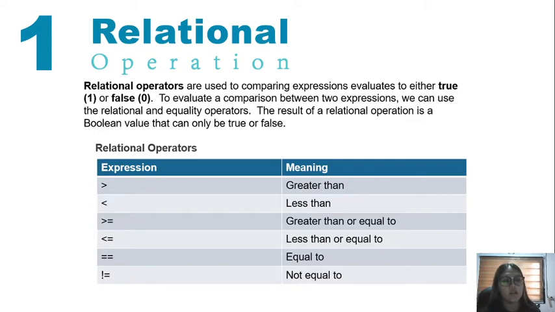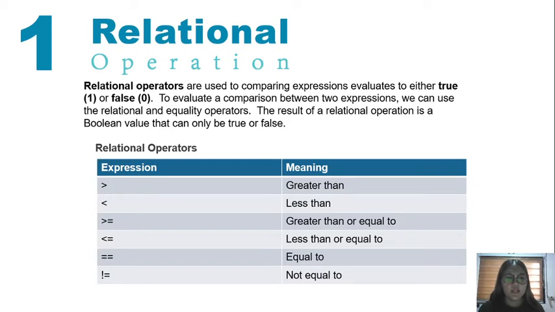So relational operators are used for comparing expressions, which evaluate to either true or false. To evaluate the comparison between two expressions, we can use the relational and equality operators. The result of a relational operator is a Boolean value that can be true or false. So these are the expressions and these are the meanings of the relational operators.